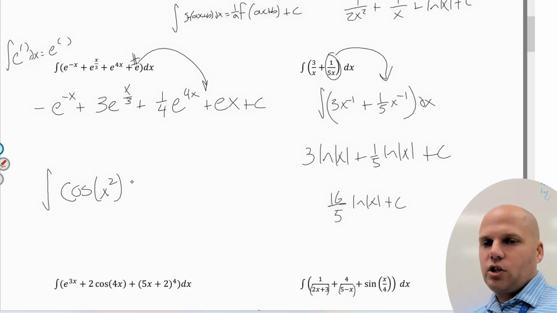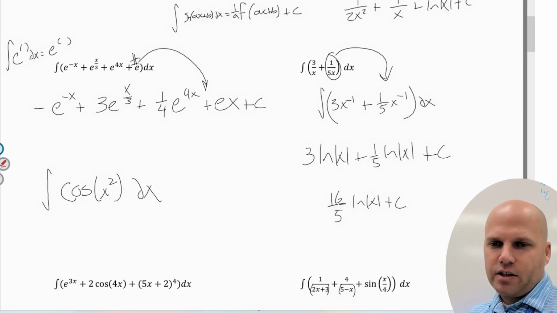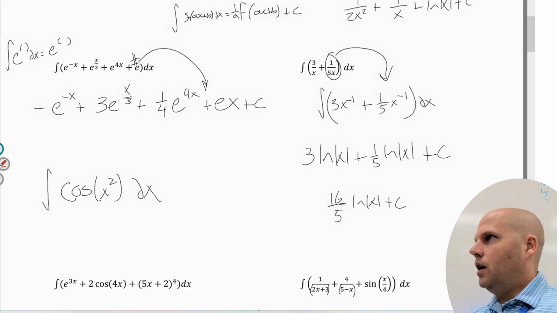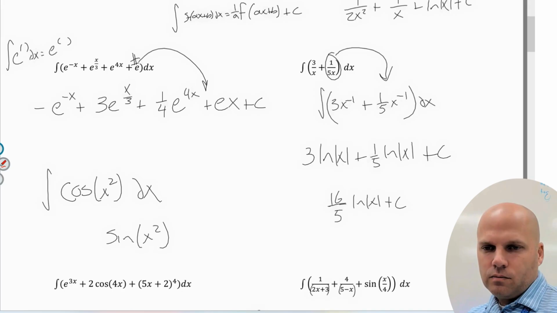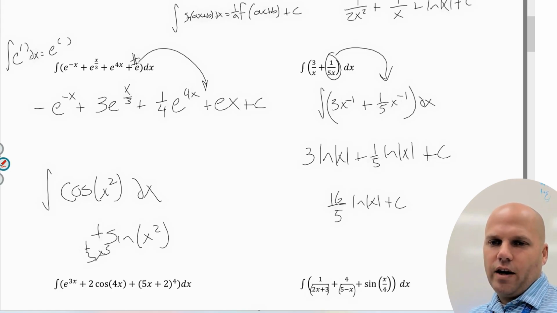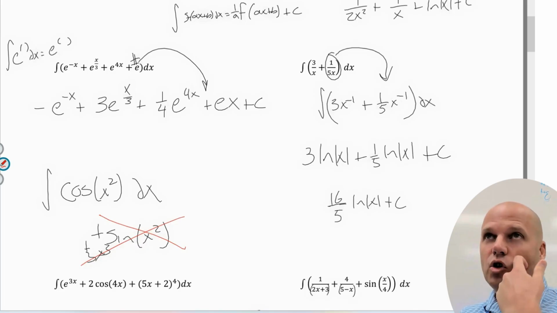Seems simple enough. It's just cosine x squared. Oh, no big deal. I know how to take the antiderivative of cosine. I know how to take the antiderivative of x squared. But if you say it's sine x squared times 1/3 x cubed, it's not right. And this is where we have problems. How do we take the antiderivative of cosine x squared? Well, either we can't or we need another understanding of what we could do.